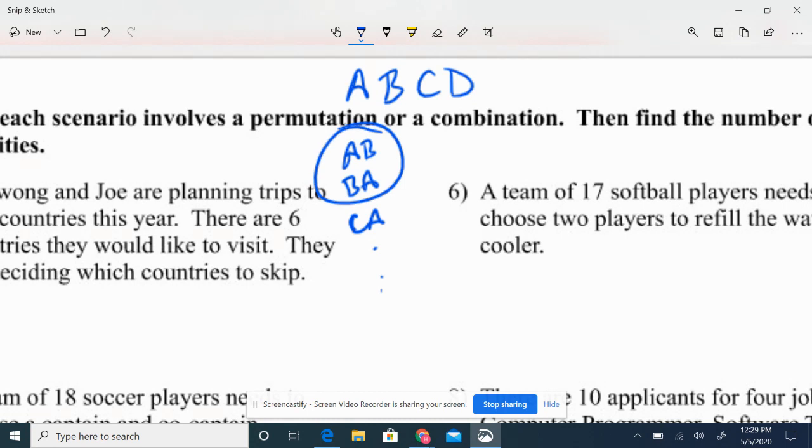In permutation, order does matter. So those two are considered two different groups. A, B and B, A are considered two different groups because order does matter. That's in permutation. In combination, that's considered the same group because I'm using the same two letters. So when order matters, we're using permutation. When order does not matter, we're using combination.